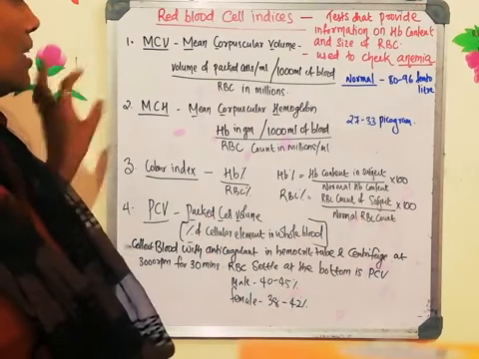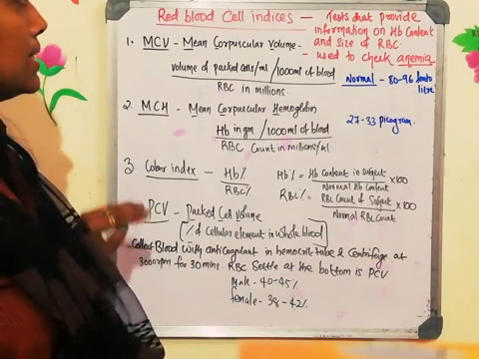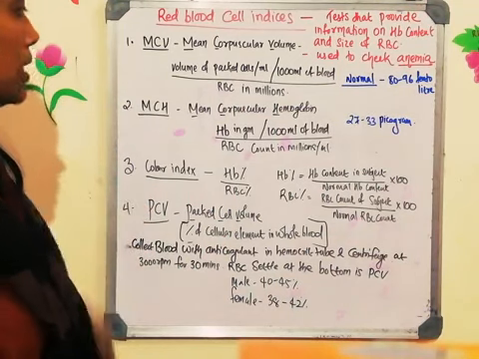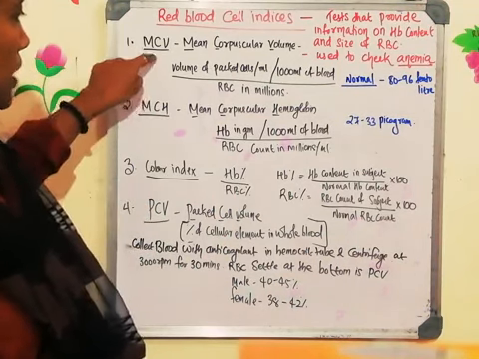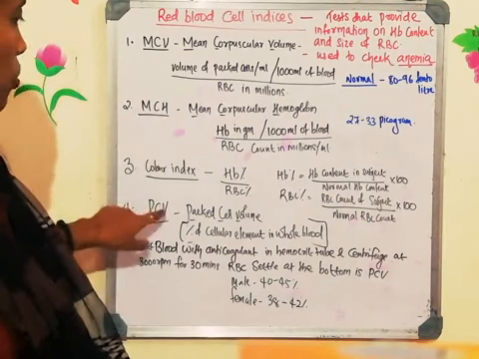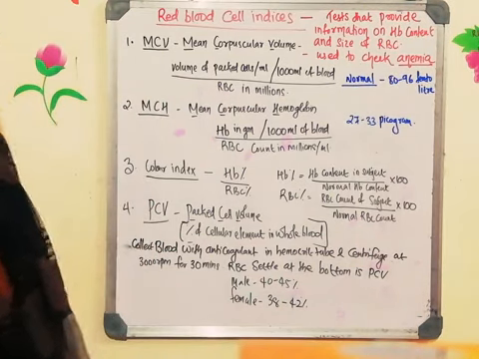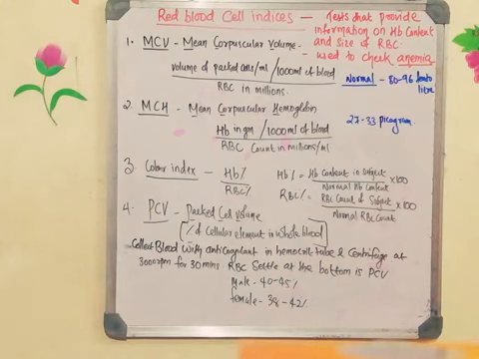So these are the different blood cell indices which are usually used to check anemia: mean corpuscular volume, mean corpuscular hemoglobin, color index, and packed cell volume. It's a very simple test. Along with the complete blood count, you have to see all these things also.